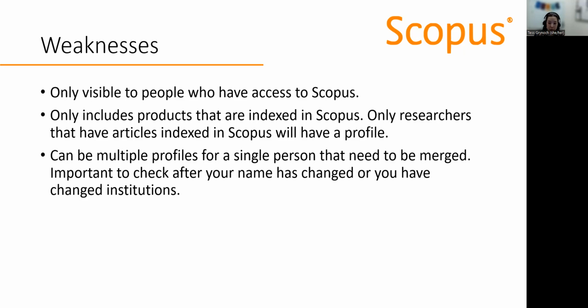And therefore, only researchers that have articles indexed in Scopus will have a profile. For example, Leah has a profile on Scopus and I do not, because we've published in different journals, and the journals I've published in are not indexed in Scopus.